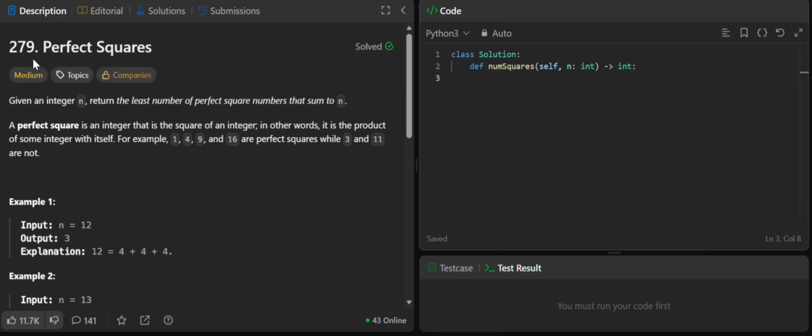Today we are going to solve LeetCode 279, Perfect Squares. Here they have given n is equal to 12 and the output should be 3. They are simply asking for the least number of perfect squares that sum to n, so we need the possible sums of perfect squares.